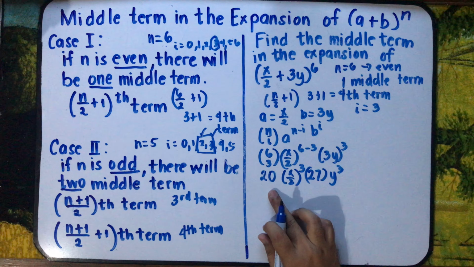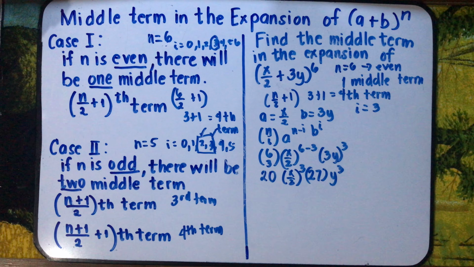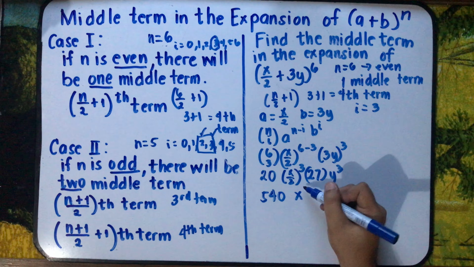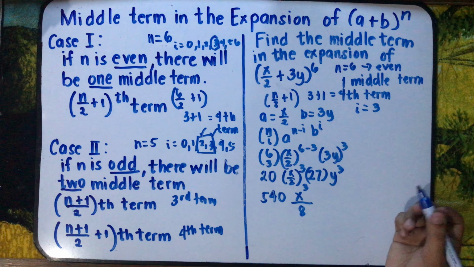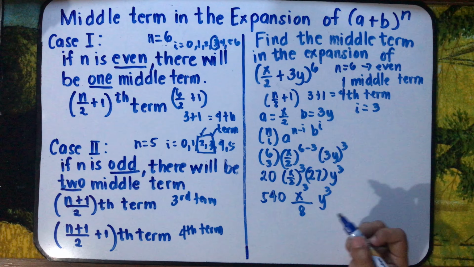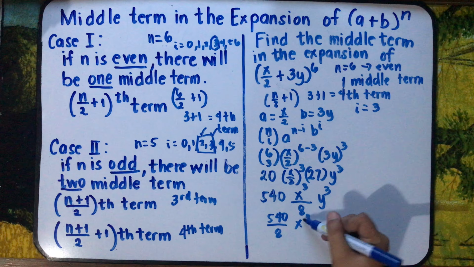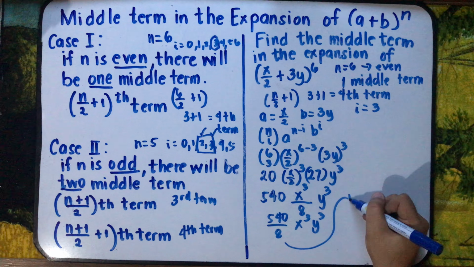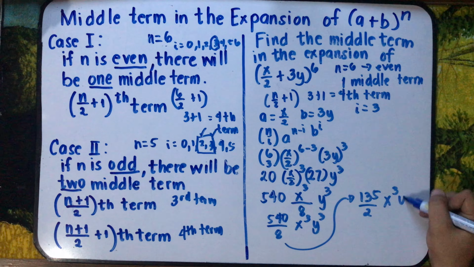Okay, 20 times 27. So we will be having 540. So this becomes 540 x cubed over 2 raised to 3 is 8. So that is 2 cubed times y cubed. Therefore, this becomes 540 over 8 x cubed y cubed. And what is 540 divided by 8 in lowest term? We'll now be getting 135 over 2 x cubed y cubed.